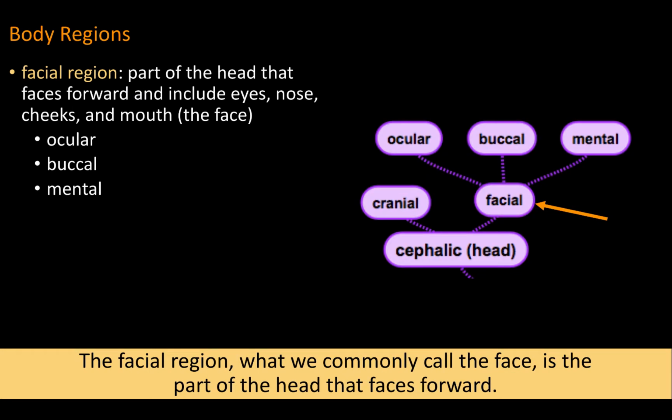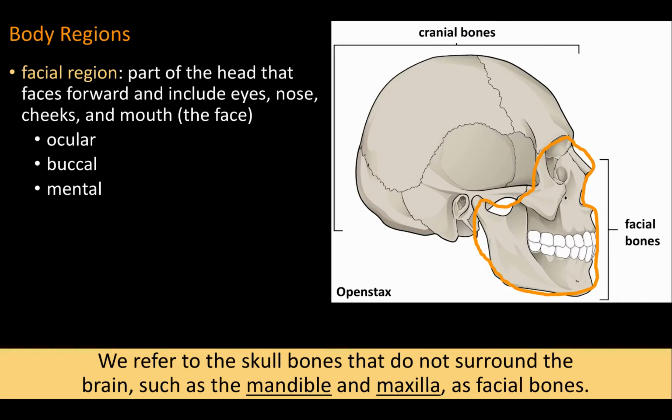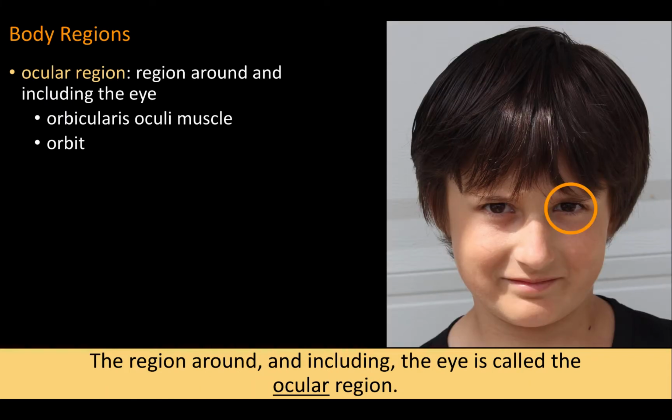The facial region, what we commonly call the face, is the part of the head that faces forward. The facial region contains the eyes, nose, cheeks, and mouth. We refer to the skull bones that do not surround the brain, such as the mandible and maxilla, as facial bones. The region around and including the eye is called the ocular region.